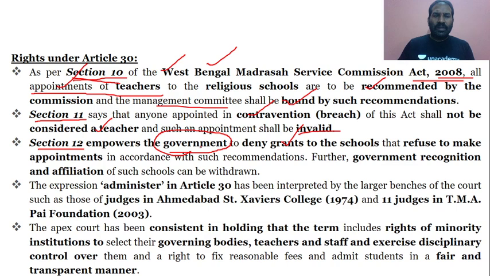It empowers the government to deny grants to the school that refuses to make appointments in accordance with such recommendations. So whatever recommendations have been given by the commission have to be followed, and if they do not follow, then the government has the power to deny the grants to that school which goes against the recommendations and appoints the teachers. And further, the government recognition and affiliations can be withdrawn.